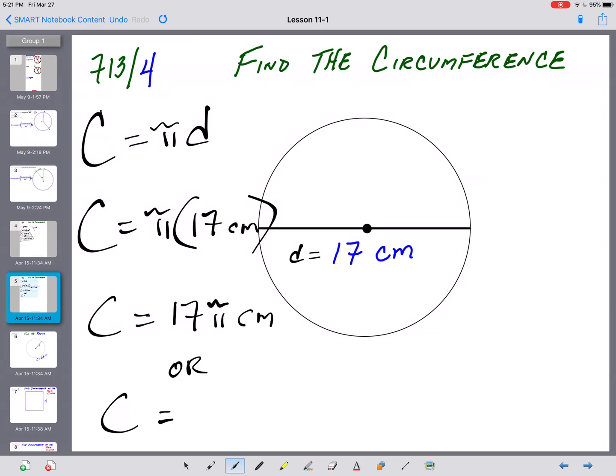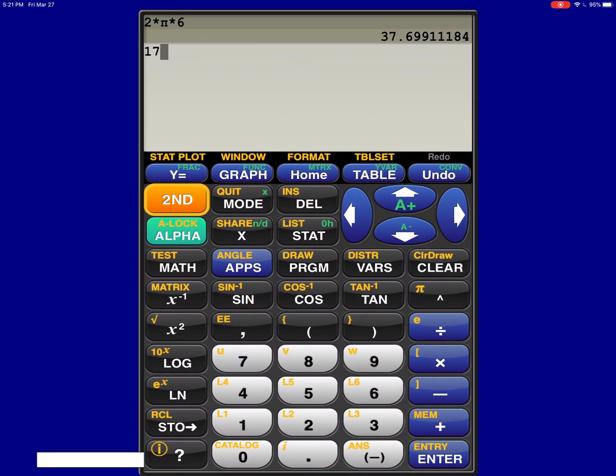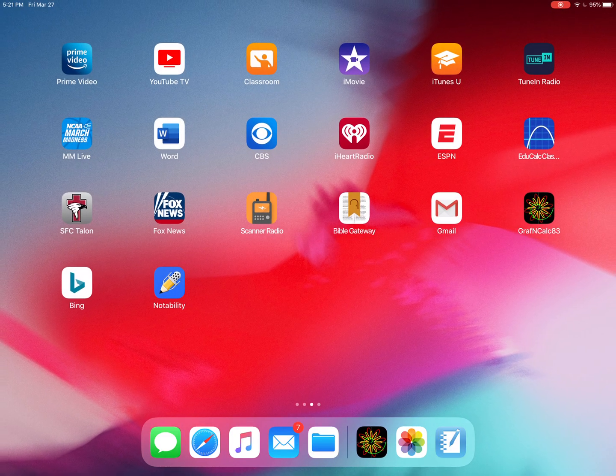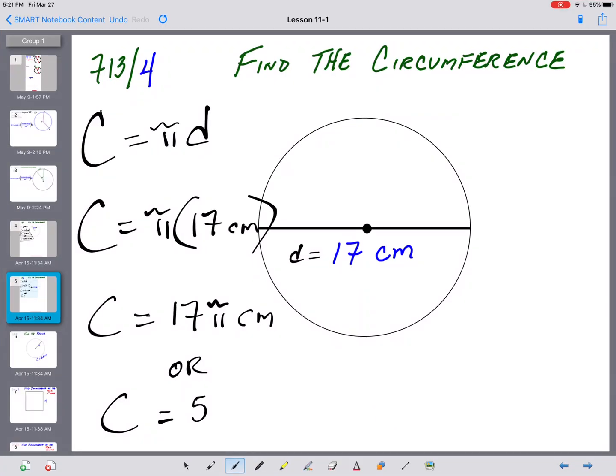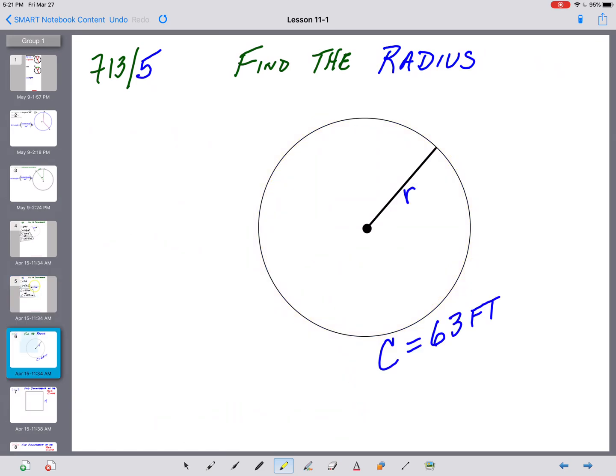I kind of like to multiply it out myself. Let's go ahead and do that. 17 pi, there we go, 53.40 centimeters. Again, all we found for circumference is just the distance around the circle. So it's just centimeters. It's not area. It's just distance. Keep on going.